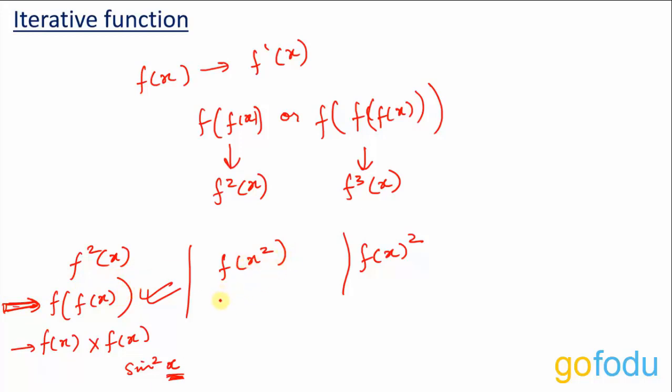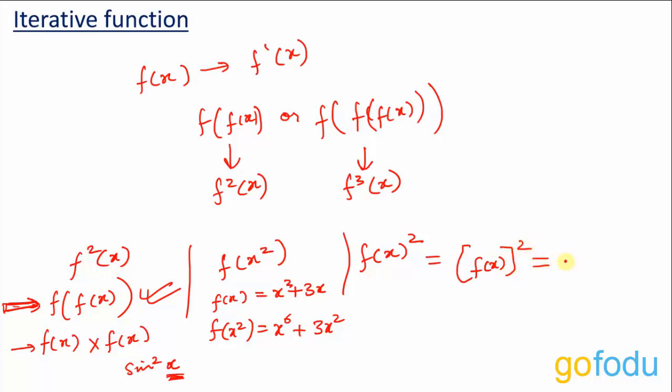f(x square), well, if f(x) is x cube plus 3x, then f(x square) will be, we'll put x square in place of x and we'll get x to the power 6 plus 3x square. This is what f(x square) means. Okay, and f(x) square, this simply means square of this function. Okay, this is nothing but f(x) whole square, which also means f(x) multiplied by f(x). So you should never get confused between these three.